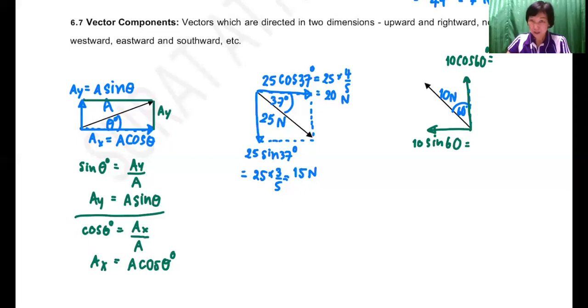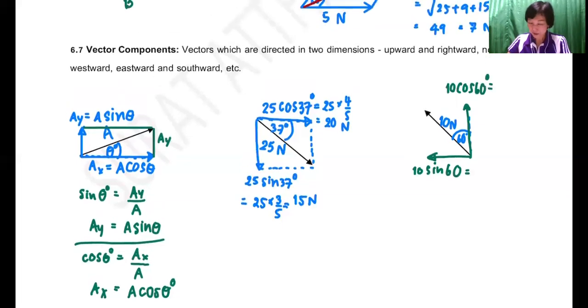Oh, I'm sorry, I have to move it down here. 10 multiplied by cos 60. Cos 60 is 1 over 2, so 5 Newton. And this is 10 sine 60. Sine 60 is square root 3 over 2, so 5 square root 3 Newton.